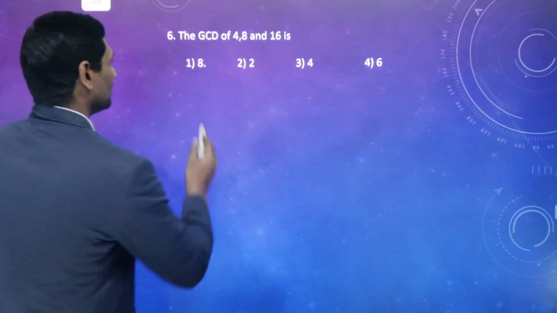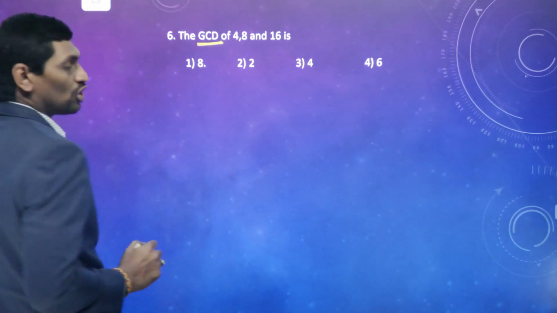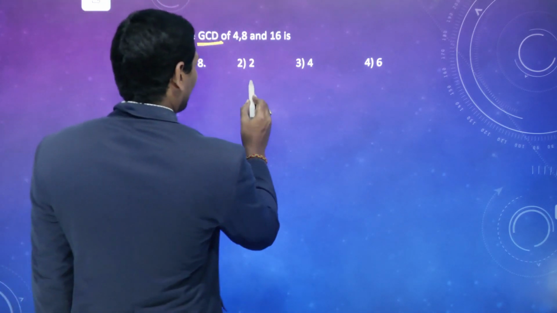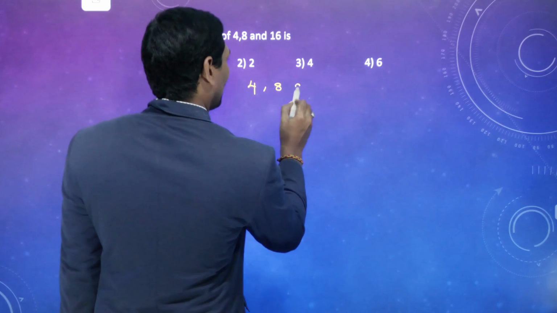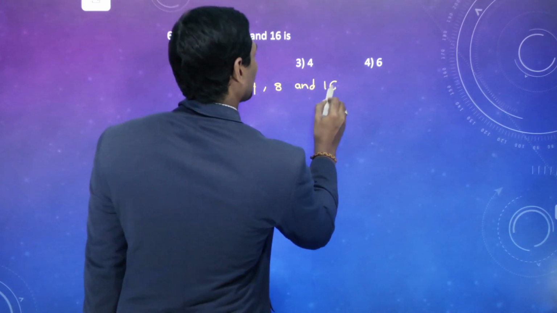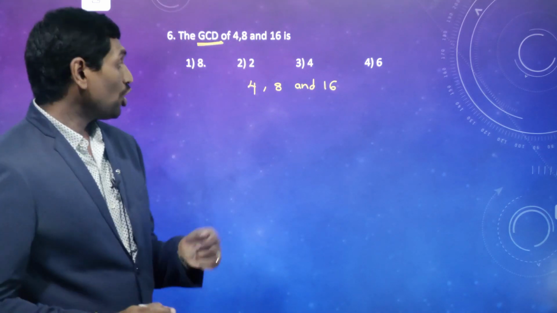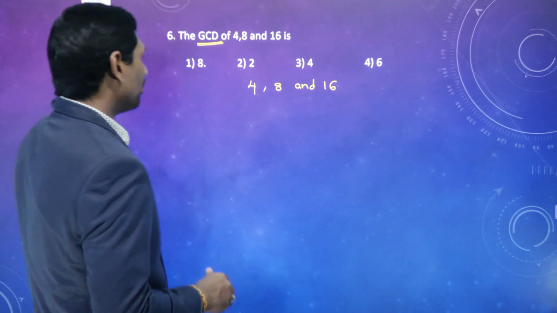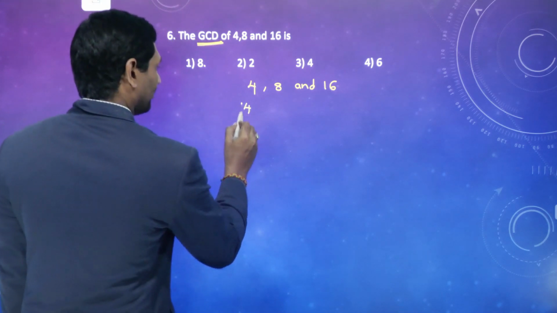The GCD of 4, 8 and 16. GCD, which is nothing but greatest common divisor, we can also call highest common factor. So what numbers are given here? 4, 8 and 16. There are 3 numbers. We need to identify the common factor among them. So I can use the prime factorization method or the continued division method. For me, the prime factorization method feels easy.